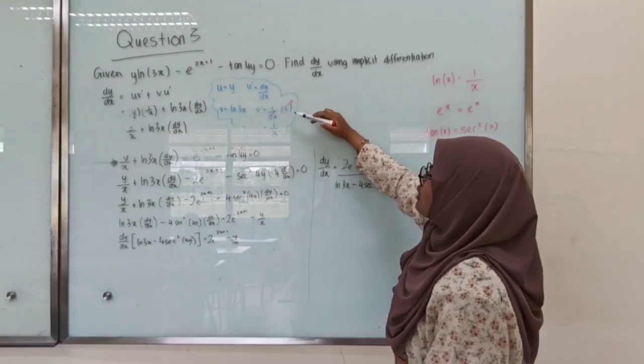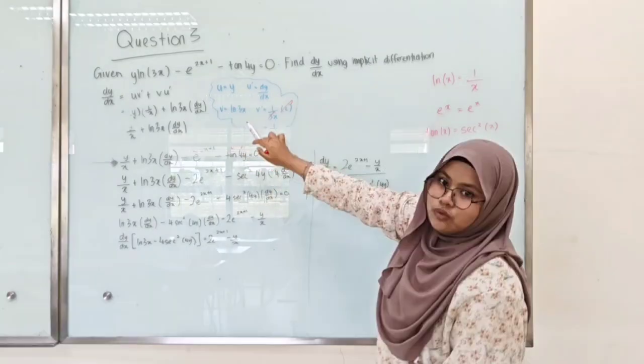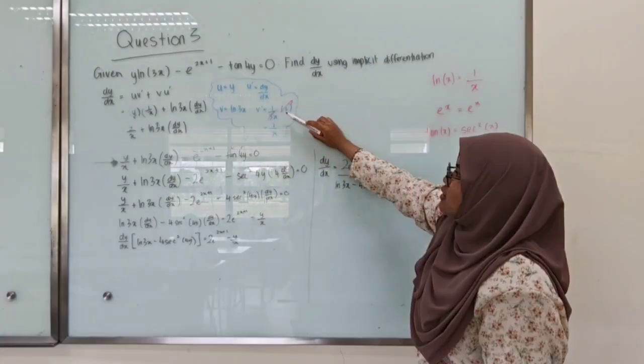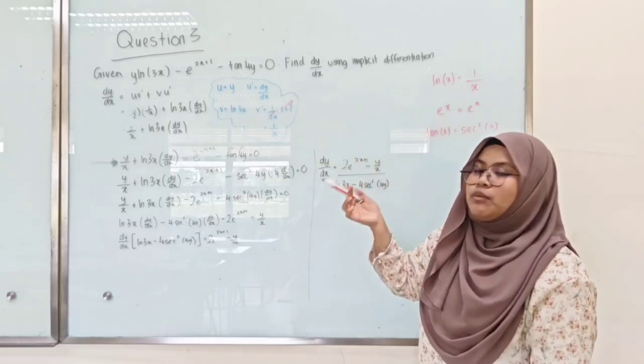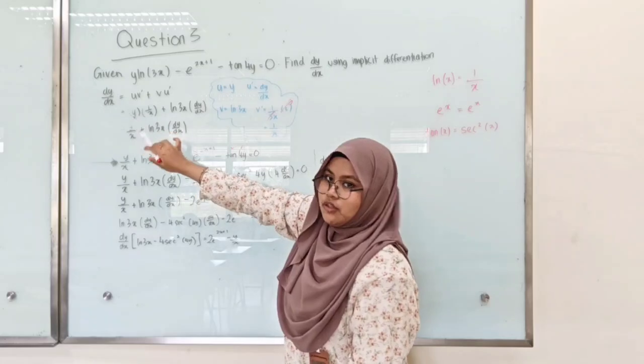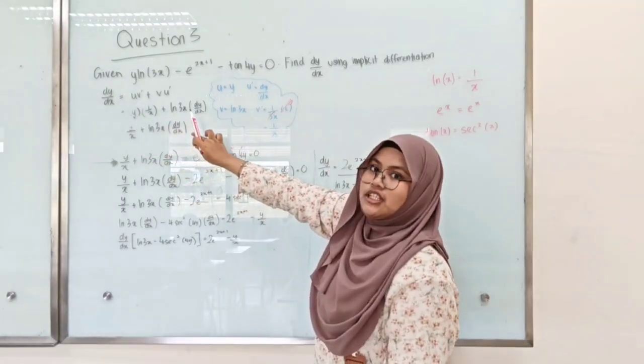But for v prime, we need to use v. V is equal to log 3x. So the derivative of log 3x will be 1 per 3x, because the derivative of log something is 1 per something. So we can cancel the 3, it will be 1 per x. So after we substitute, we get y per x plus log 3x, dy per dx.